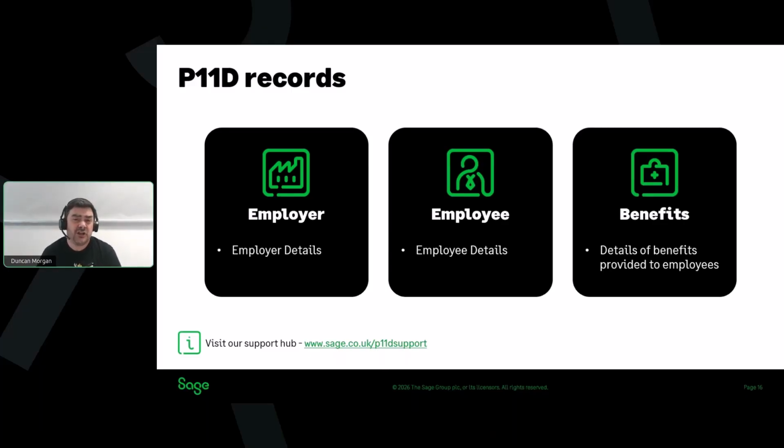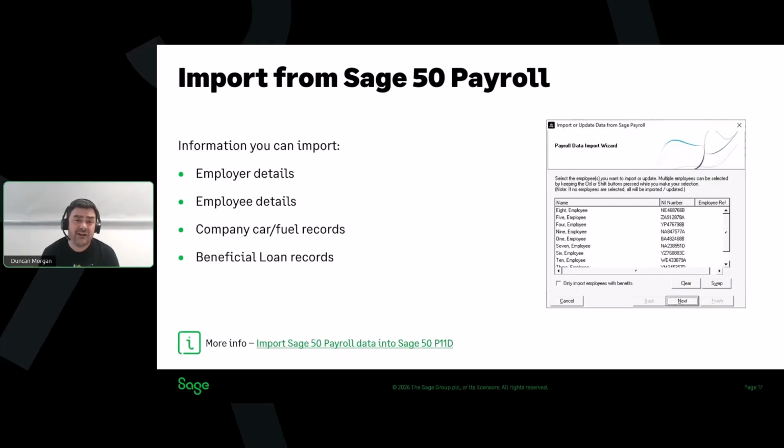So we're just going to show you some examples of some of the more common benefit types, but I just want to remind you that we do have a support hub available at sage.co.uk/P11D support. And from there, you will find details of all of the benefit types and how-to articles for using the software.